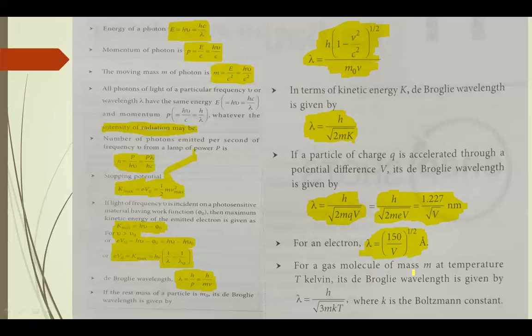For a gas molecule of mass m at temperature T, at that particular time you can use this de Broglie wavelength, where K is nothing but the Boltzmann constant. Please make a note of this. You can copy down that.